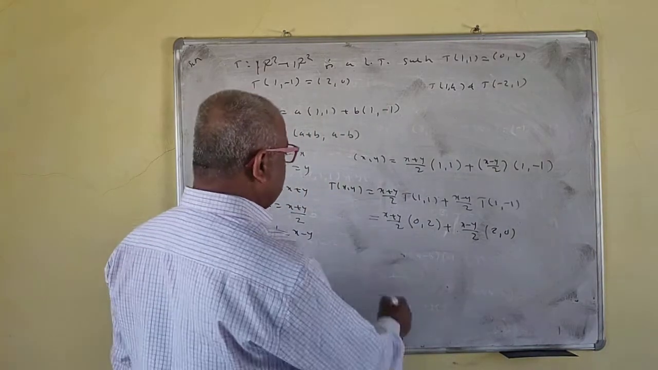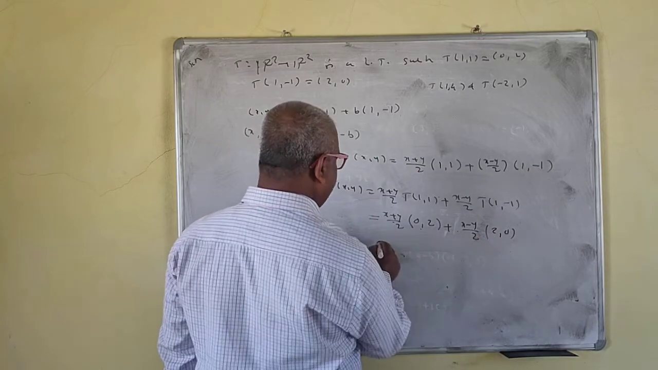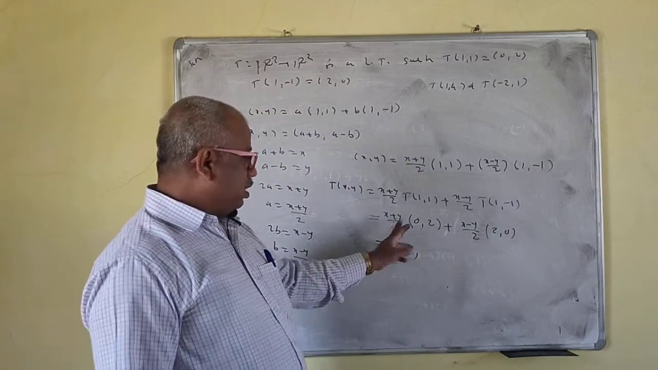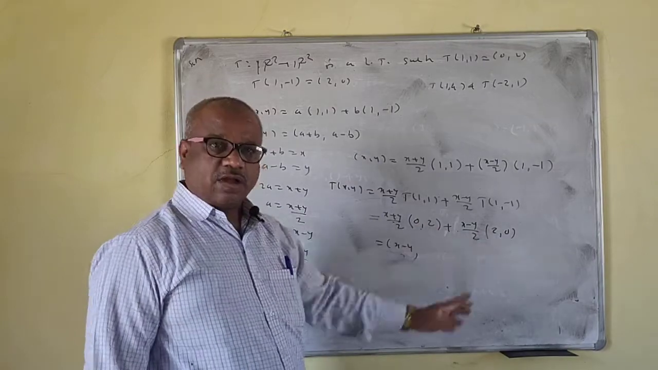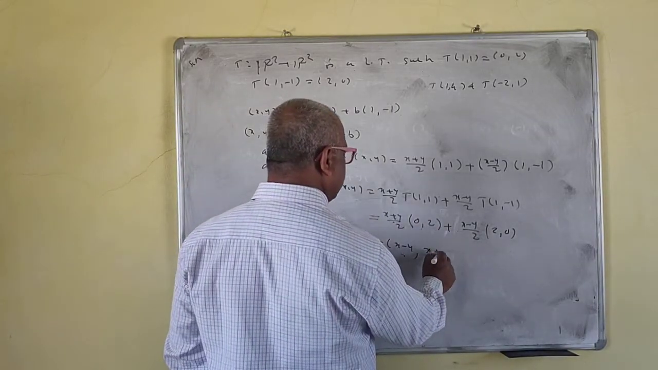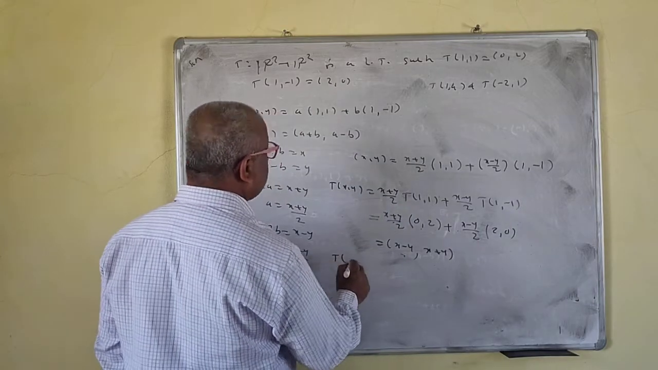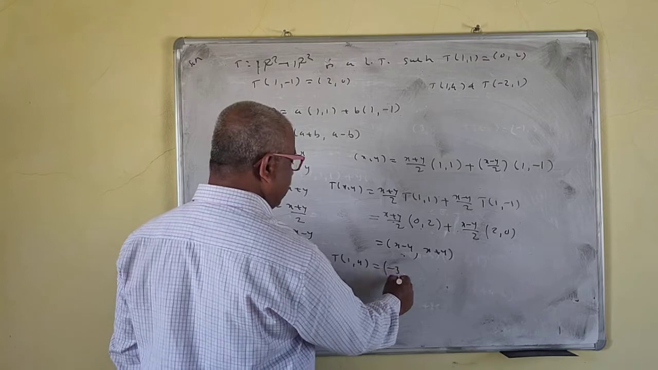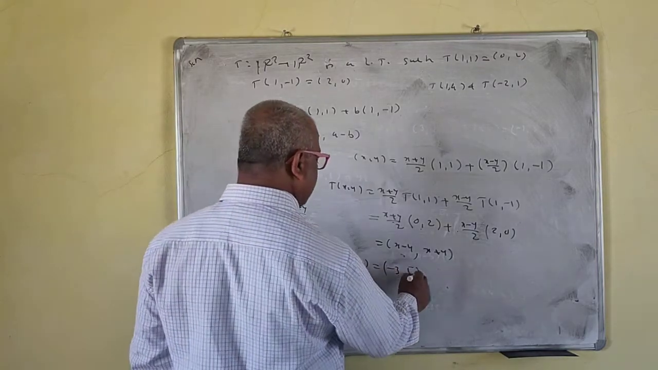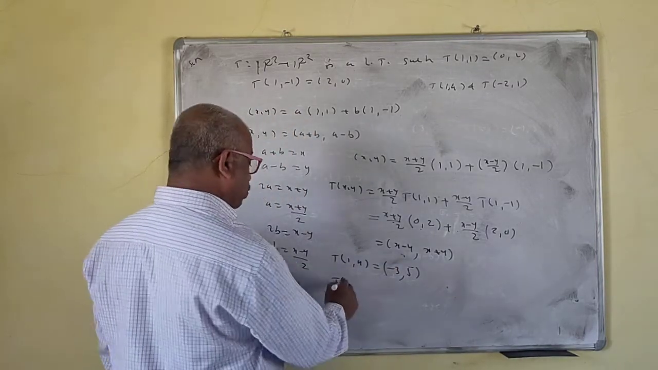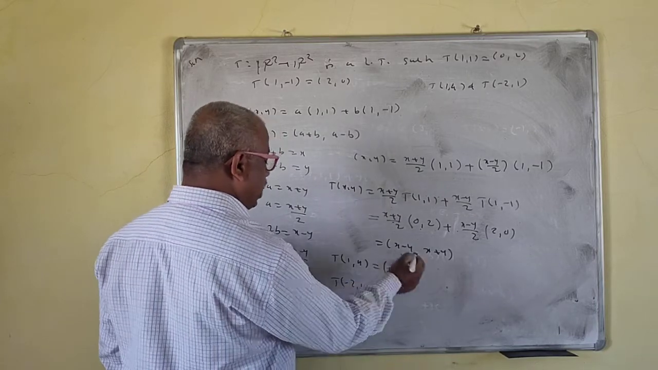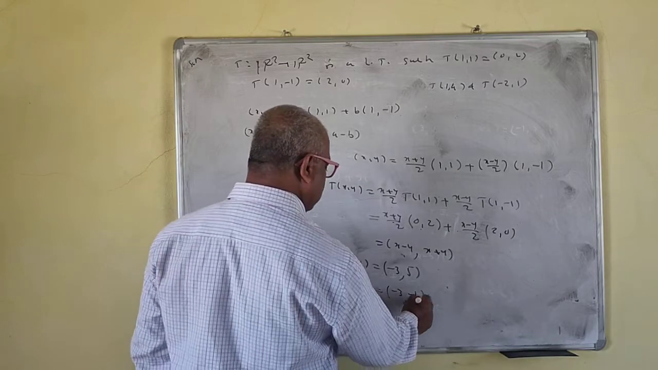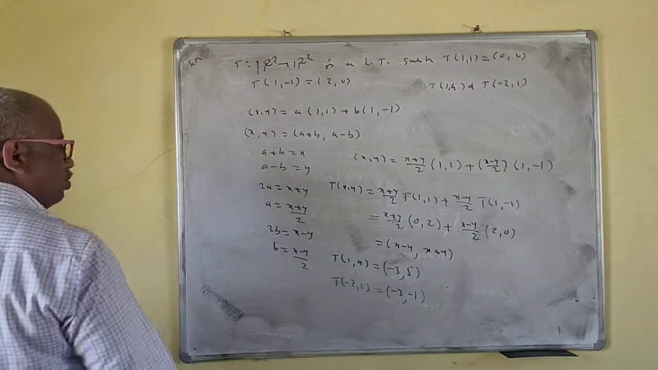Now what is this? The first component will be 0 multiplied by this, and only one component here: x minus y. Then the 2s get cancelled, and the second component is 0. That means this is (x minus y, x plus y). Therefore T of (1, 4): x minus y means minus 3, and x plus y means 5. Then T of (minus 2, 1): x minus y is minus 2 minus 1, which is minus 3. Then you have to take the addition, x plus y.